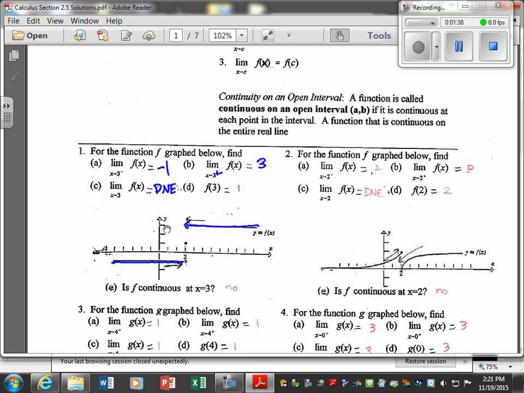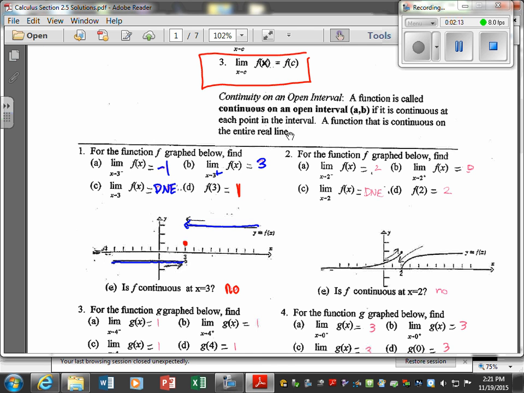And then a whole separate question, think back to pre-calculus: what is the function when x is 3, what is y? When the x value is 3, what is y? It's that particular point right there, which is 1. The limit of f of x as x approaches 3 is not the same as the function evaluated at 3, which is this. So that's not true, so therefore this is not continuous.